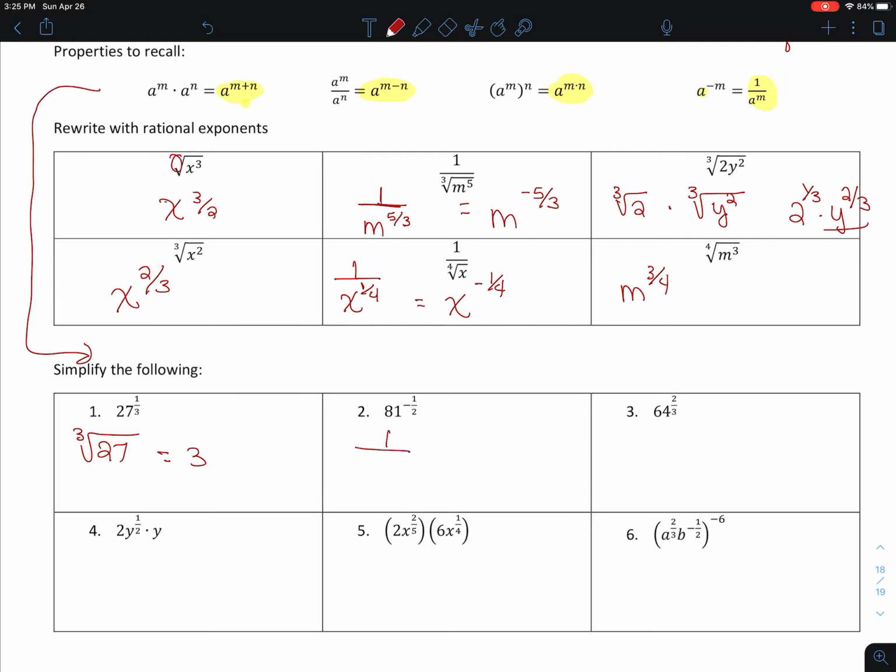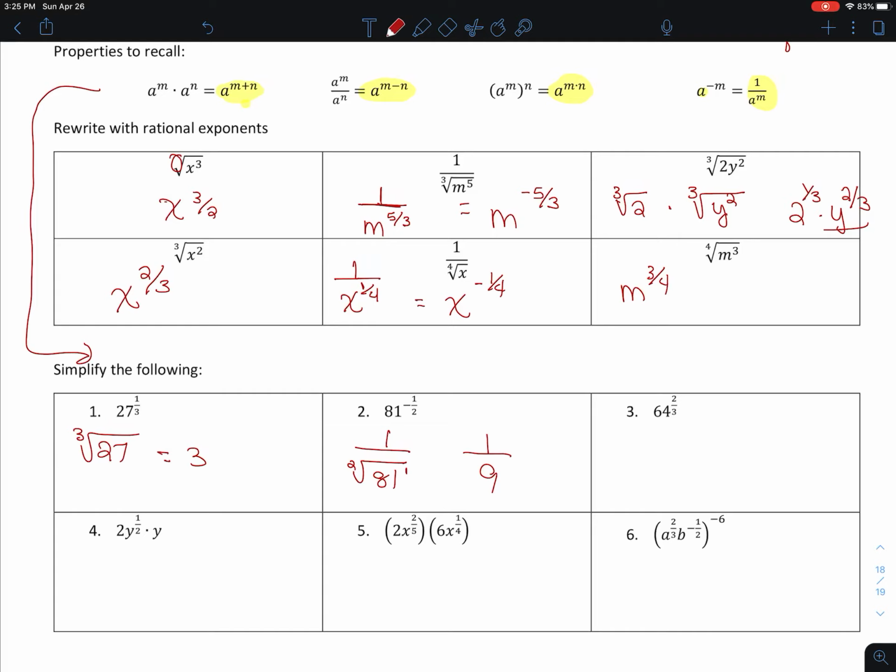This would be written as 1 over the square root of 81. Because remember, this would be an index of 2 and a power 1. So the question is, what is the square root of 81? 9. So that would be 1/9.